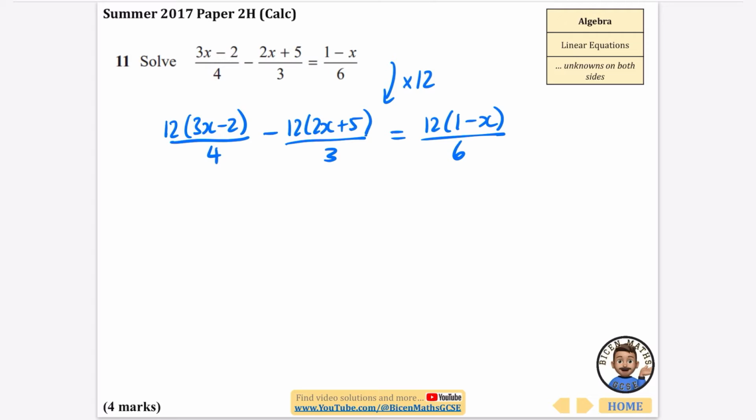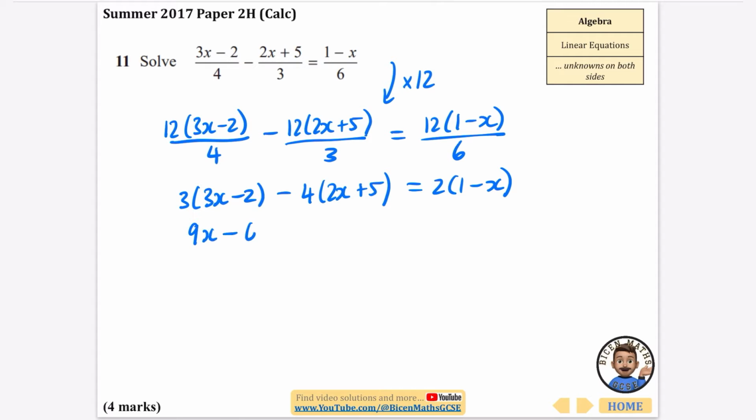So all I need to do is work out what 12 divided by 4 is, and that is going to be a 3. So I get 3 brackets 3x minus 2. The 12 divided by 3 in the next part is a 4. And for the last part, 12 divided by 6 is a 2. Now all that we need to do is expand these brackets. So I'm going to get 9x minus 6 minus 8x, careful, this is going to be a minus 20 because it's a minus 4, and that's equal to 2 minus 2x.